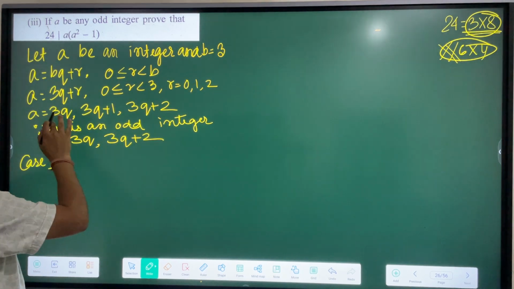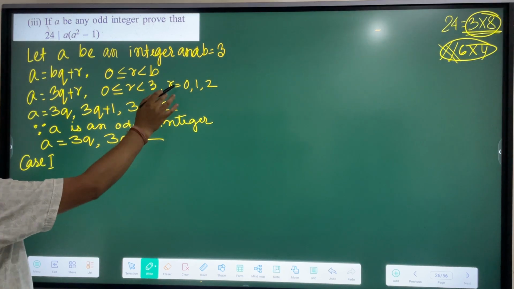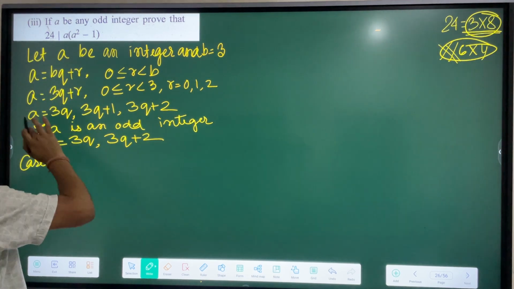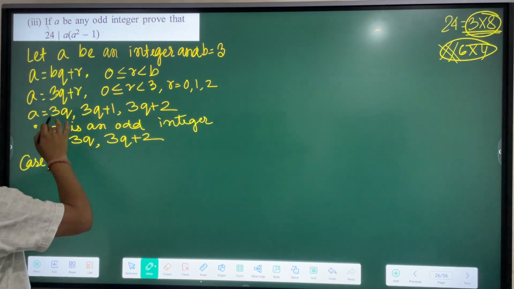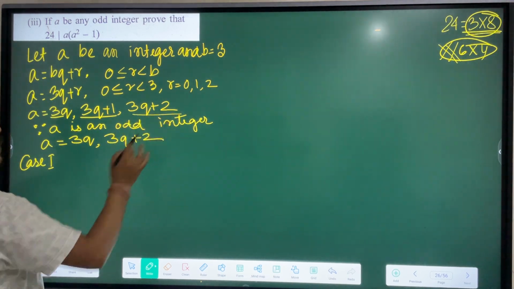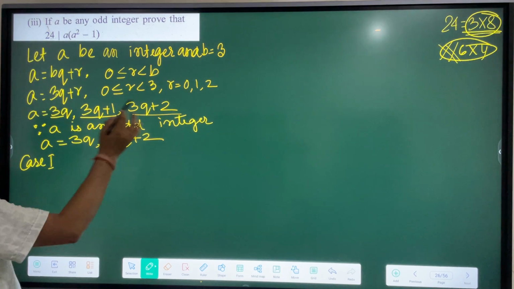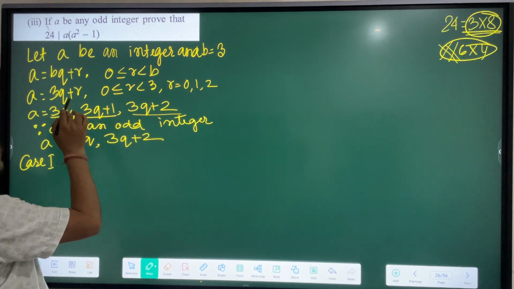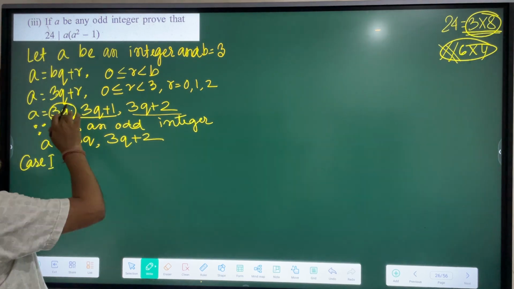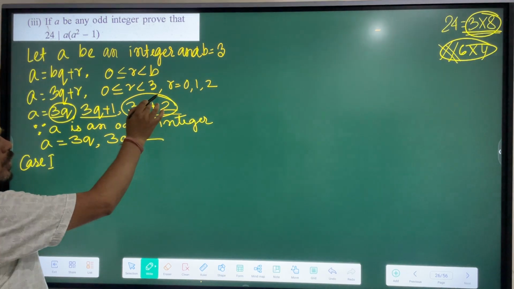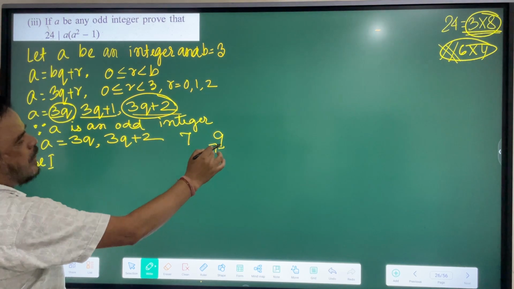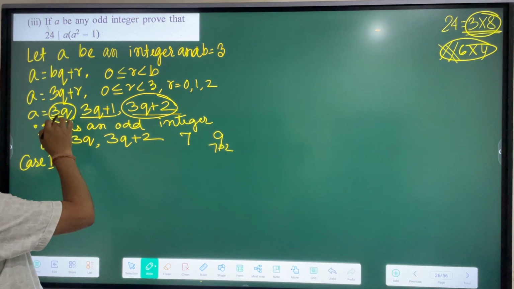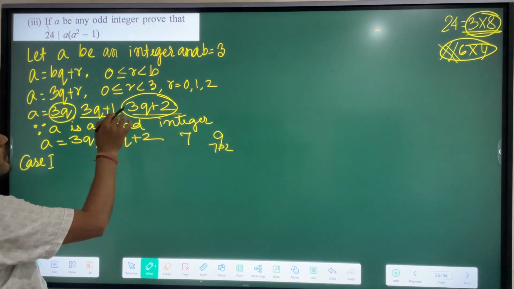So a equals 3q. For r equals 0, we get 3q plus 0, which is 3q. For r equals 1, 3q plus 1. For r equals 2, 3q plus 2. Now a is an odd integer. So if 3q is odd, then the next odd will be 3q plus 2. If 7 is odd, the next will be 9, that means 7 plus 2. So if it is 7, 7 plus 1 is 8, 7 plus 2 is 9.